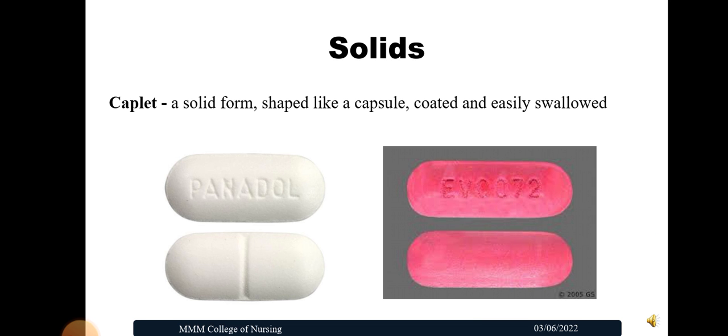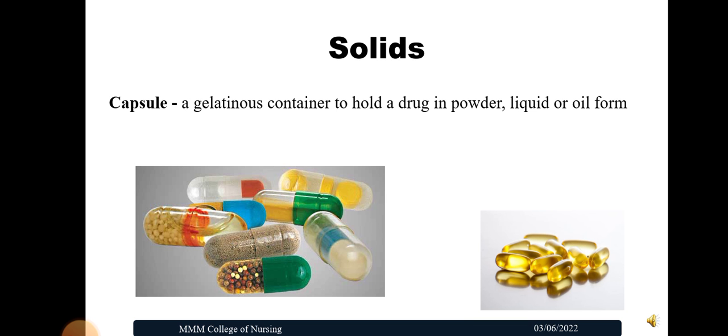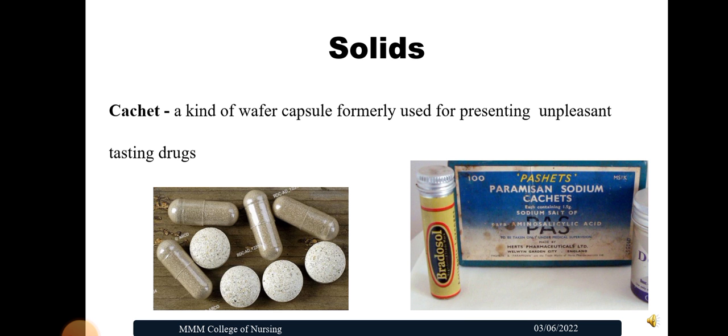Caplets are forms of solid medication. A solid form shaped like a capsule, coated and easily swallowed by the patient. Capsules are gelatinous containers to hold a medicine in powder, liquid or oil form. Once it is swallowed, the gelatinous capsule will dissolve and release the medicine into the gastrointestinal tract. Cachets are a kind of wafer capsule formerly used for presenting unpleasant tasting drugs.